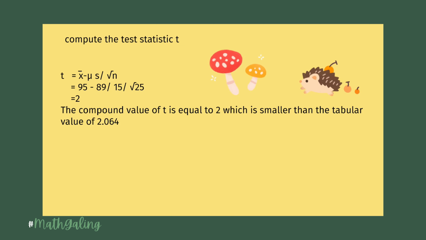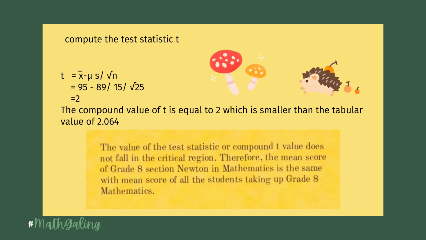The computed value of t is equal to 2, which is smaller than the tabular value of 2.064. Therefore, the value of the test statistic, or computed t-value, does not fall in the critical region. Therefore, the mean score of grade 8 section Newton in mathematics is the same as the mean score of all the students taking up grade 8 mathematics.